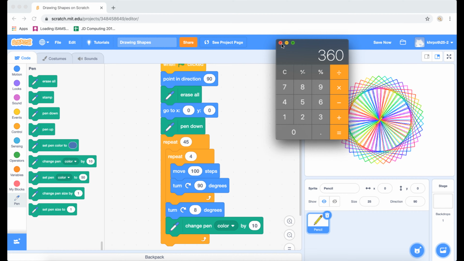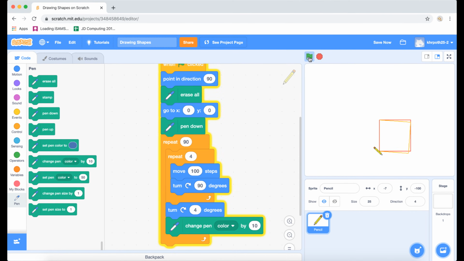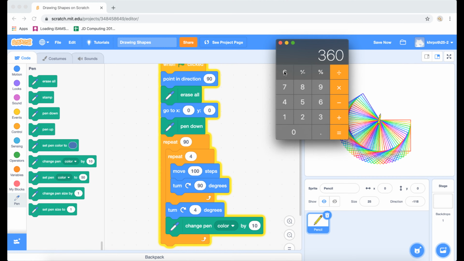Okay, that's interesting. So let's now go back to here. What was it before? It was 90, and we had that as 4 degrees. Okay, so let's try that again. There is our original one that we did. So let's go back to the calculator. Let's clear that. Let's do 90 times 4 equals 360.